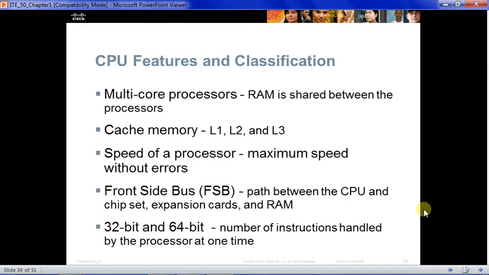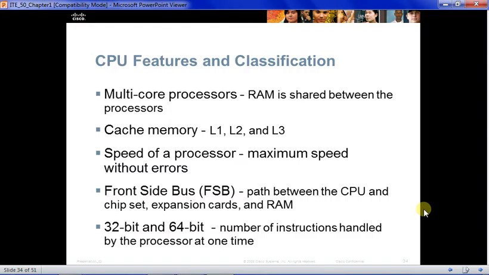Here are some things to take into consideration with our CPU features and classification. In a multi-core processor, the RAM is shared between the processors. There are different types of cache memory: you have L1, L2, and L3. You should be familiar with these. You will need to take into consideration the speed of the processor and the maximum speed without errors.